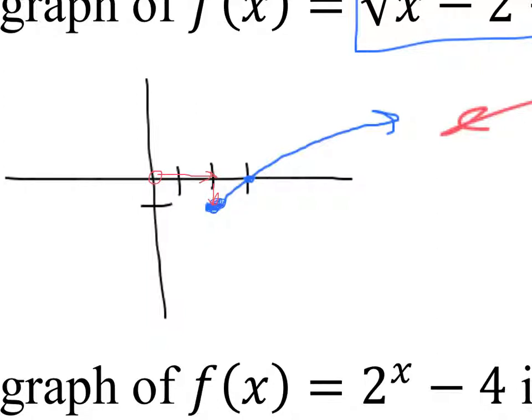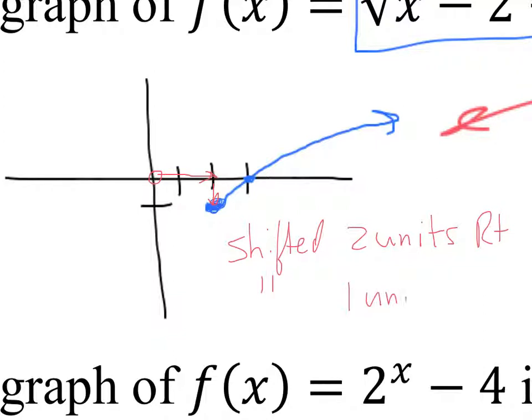So you would say that this has been shifted. So we would say shifted 2 units. It's always about where it originally was to where it goes. Shifted 2 units right, and it shifted 1 unit down.